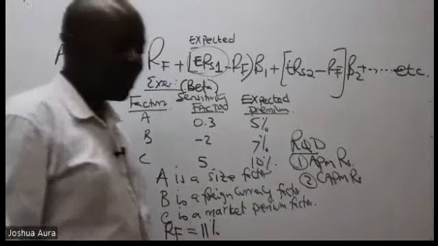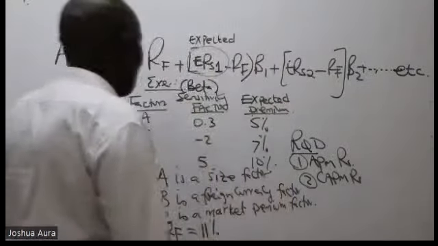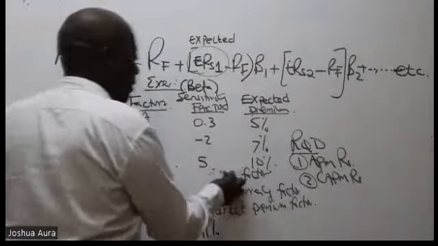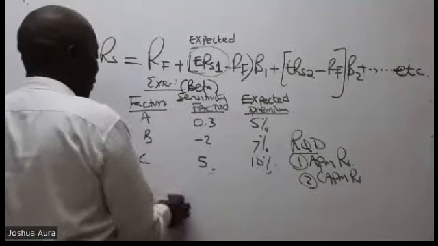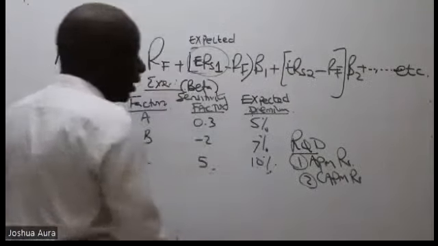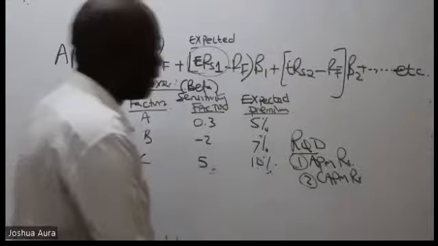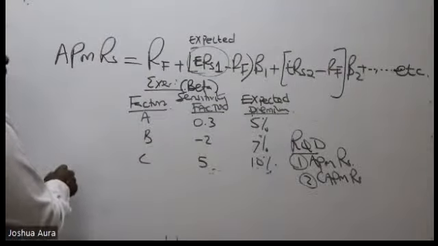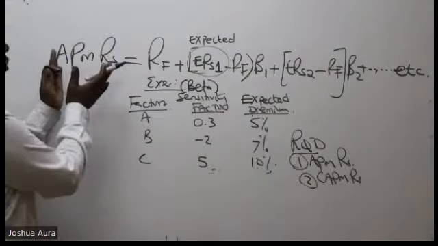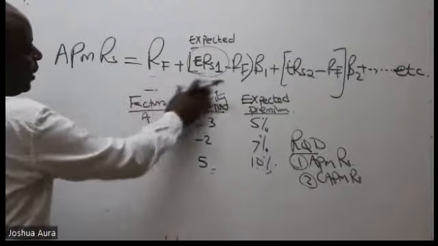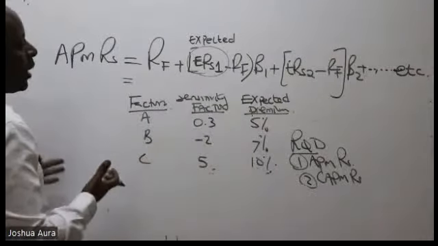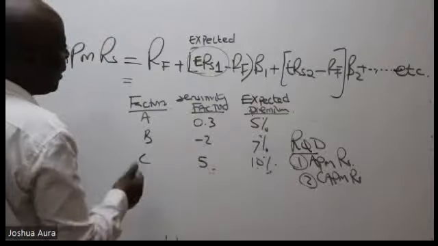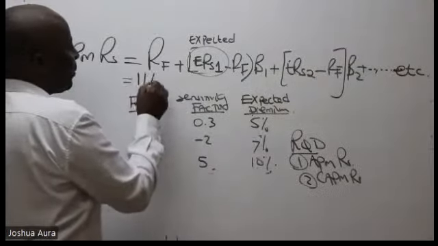So if I could be of help to you guys, I will come here and calculate the APM returns. Unfortunately, I already have the formula written down for me, so my work is very easy. My work is to come and plug in. The risk-free rate has been given to me as 11%.